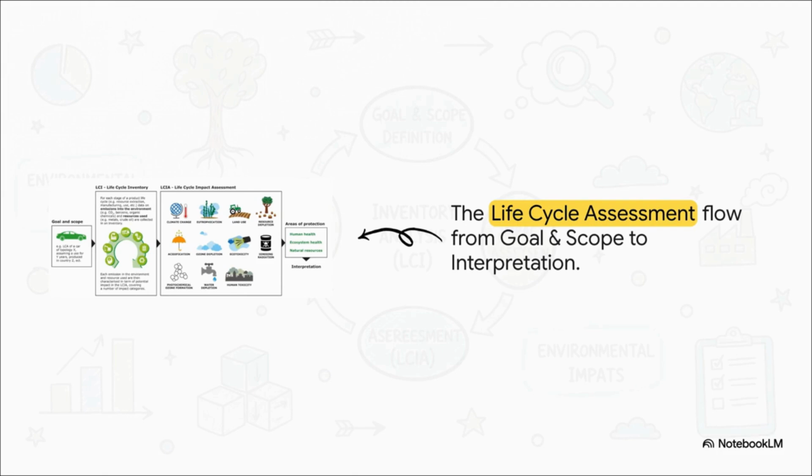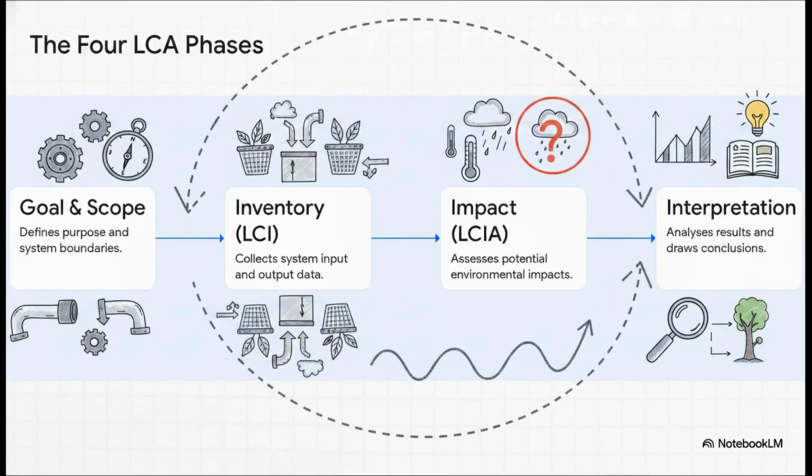That's where we translate those raw emissions into actual tangible environmental impacts like climate change, ozone depletion, or land use. And finally, it all leads to interpretation. So just to formalize that workflow, we have 4 distinct steps. 1. Goal and scope definition, which clearly sets our purpose and our boundaries.